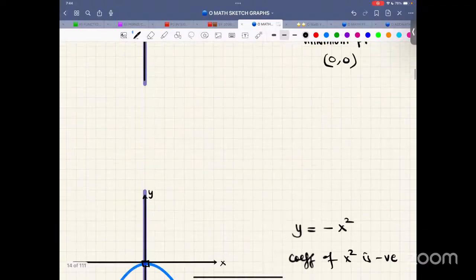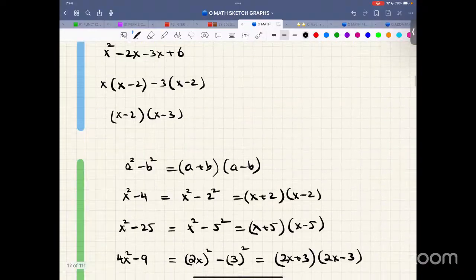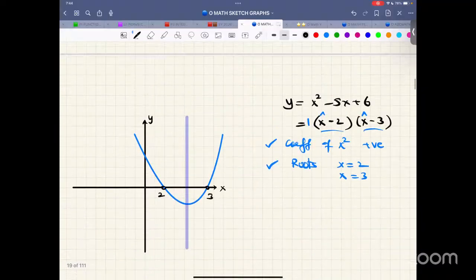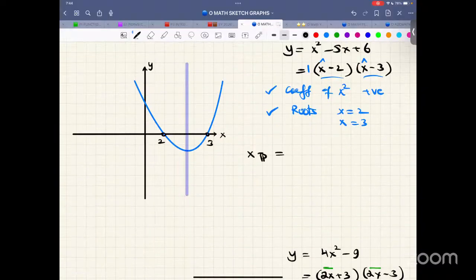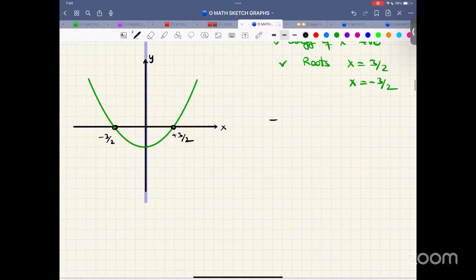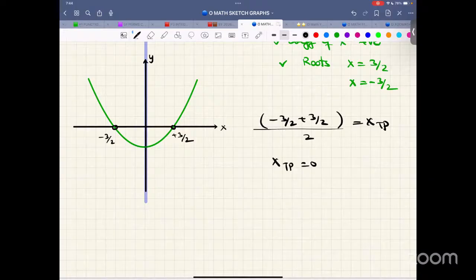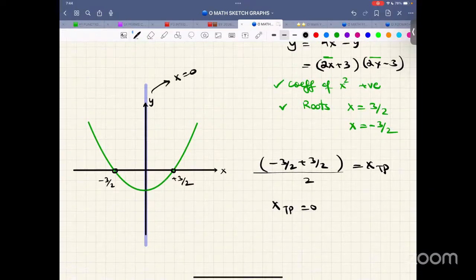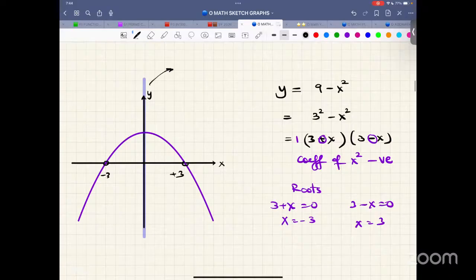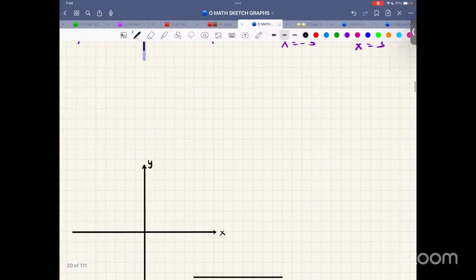So now coming back to this. So the basic quadratics, then the factorized form, then the sketches of this factorized form. Over here, the x coordinate of the turning point is halfway between 2 and 3, which is 2.5. So the equation of this line is x equals 2.5. Over here, -3/2 plus 3/2, add them, divided by 2, that is the x coordinate of the turning point. The x coordinate of the turning point is 0. So therefore, x equals 0. That's the line of symmetry. Again, x equals 0. That's the line of symmetry. So x equals the x coordinate of the turning point. That is the line of symmetry.